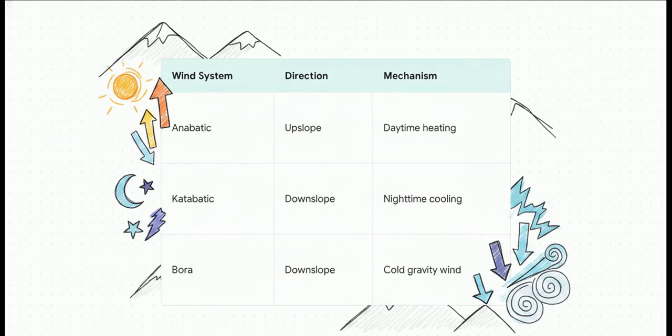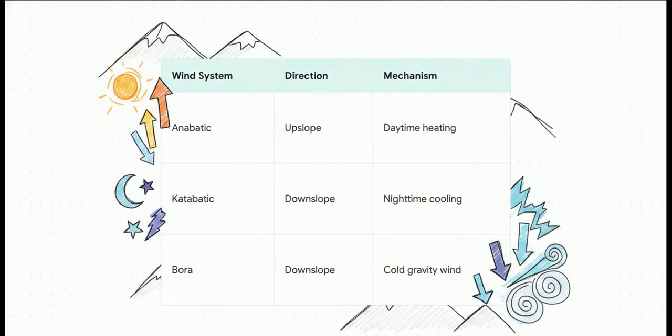We've got anabatic winds, which are daytime upslope flows caused by the sun heating up mountain slopes. Then we have katabatic winds. These are the nighttime downslope flows triggered by radiational cooling, where dense, cold air just sinks right into the valleys. And then there's the bora, which is the severe cold gravity wind spilling over plateaus.